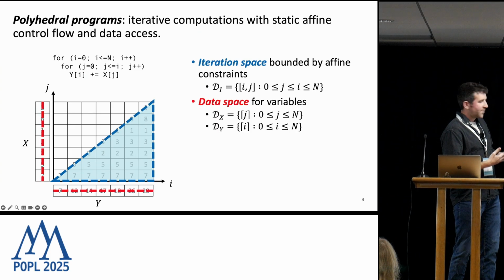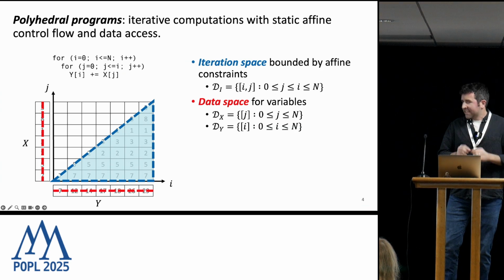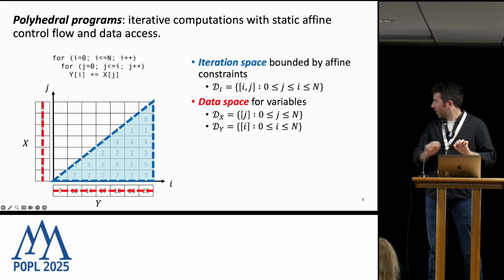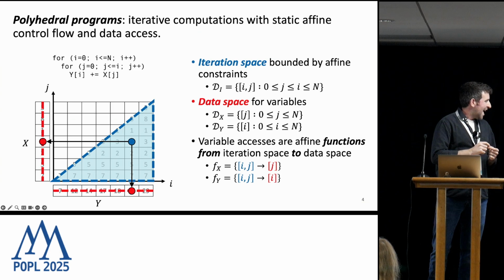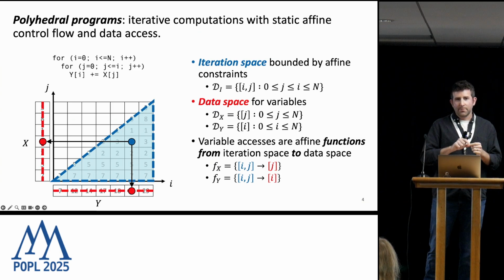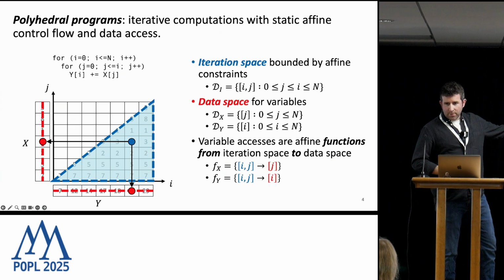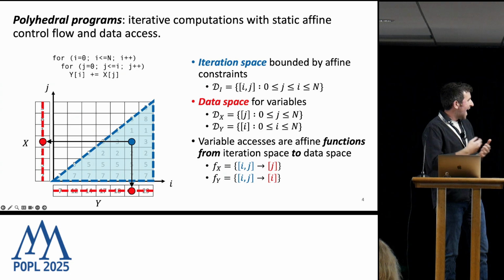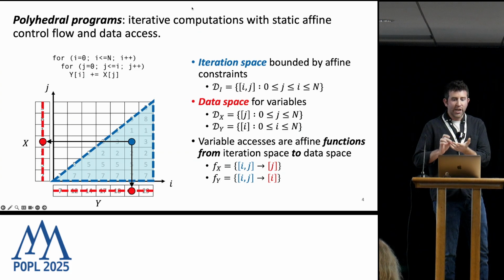Similarly, we have a data space for each of the variables, so for the input variable x and the output variable y. In this example, they're both 1D, and I'm showing x to be along the j-axis and y to be along the y-axis. And then you think of variable accesses as affine functions from the iteration space to the data space. So what I mean is, inside the body of this loop, we have an access on the variable x, and at each point i, j, we read the point j. So we can describe the access on x as the function from i, j to j.